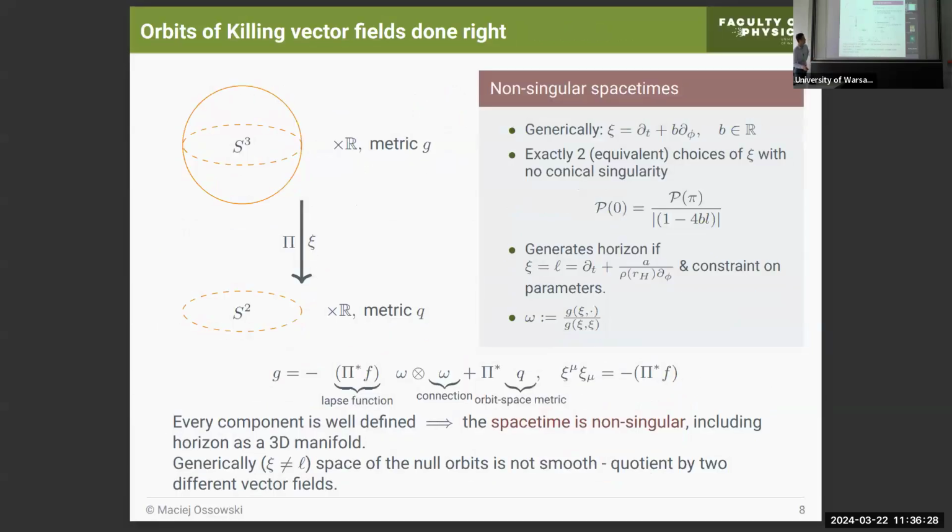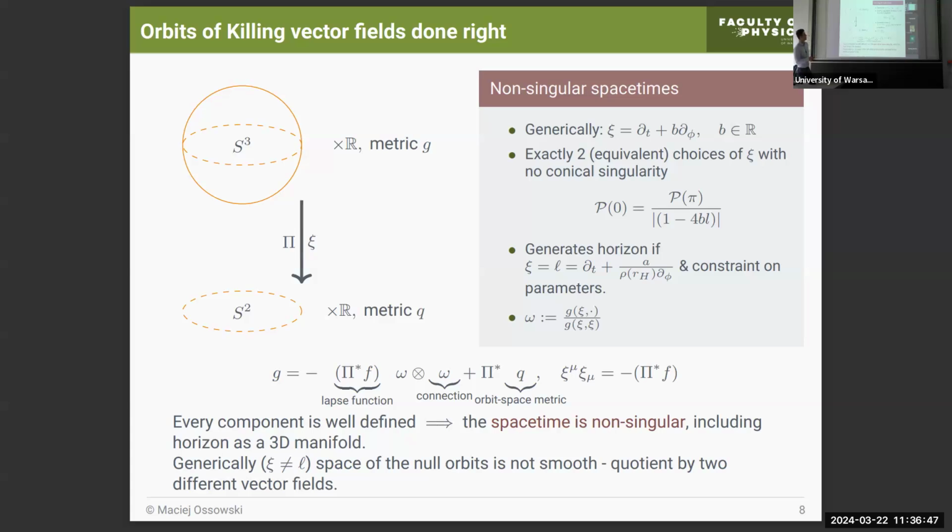So the next step would be to actually realize that we don't have to do this construction for d over dt. We can do it for a generic combination of Killing vector fields, which are parameterized by this constant b.